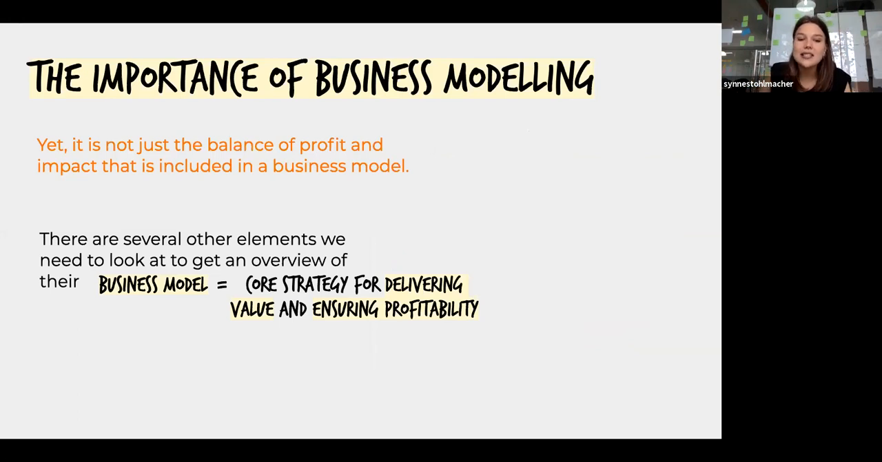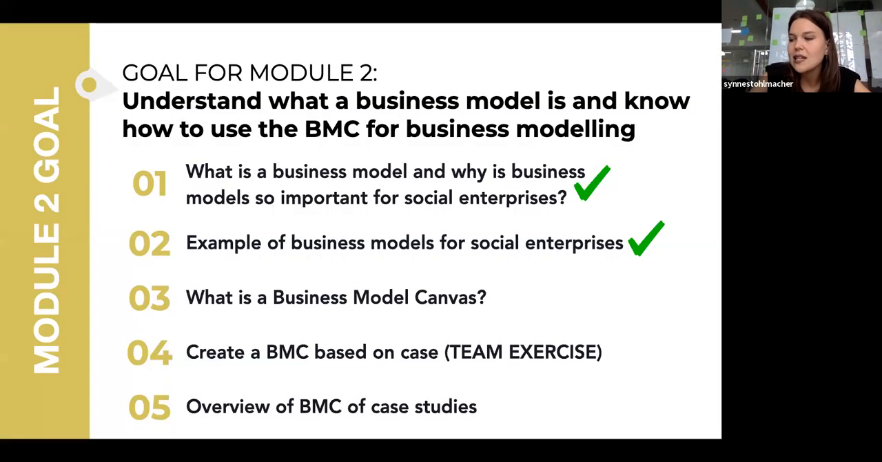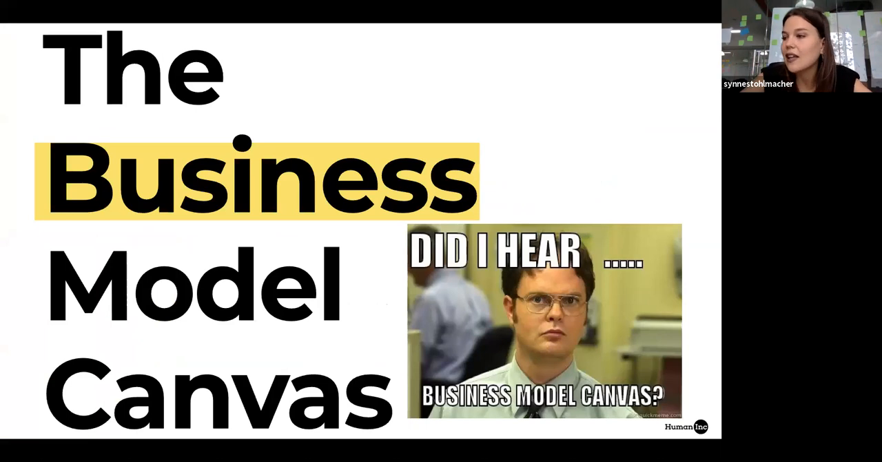As you remember, the business model is the core strategy for delivering value and ensuring profitability. So we are now going to look at a tool where you can get an overview of all the key considerations of a business model. That tool is called a business model canvas, or a BMC. We have now gone through 2 of the 5 goals we have: what is a business model, why is it important, and also some examples of business models for social enterprises. So now let's look at what a business model canvas is.